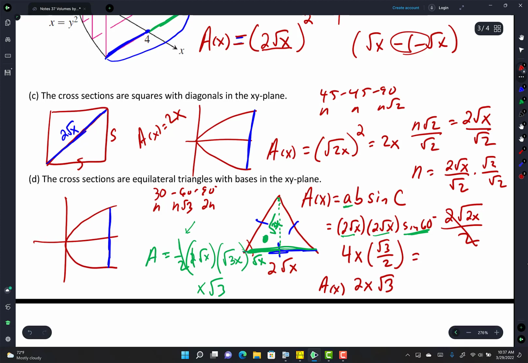Man, I felt real bad today. 1/2 AB sine C. How come no one told me? 1/2 AB sine C. Now we're correct. The correct answer is x squared of 3.